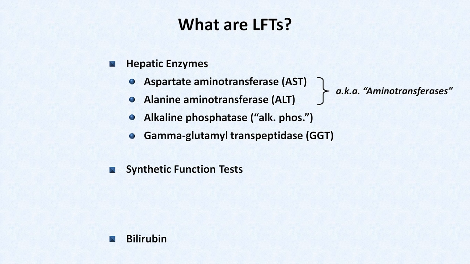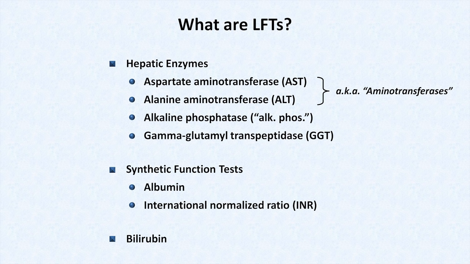Tests of synthetic function, that is, how well the liver can synthesize new compounds, particularly proteins, include serum albumin and something called the International Normalized Ratio, or INR. And last, bilirubin is subdivided into unconjugated bilirubin, also known as indirect bilirubin, and conjugated or direct bilirubin.